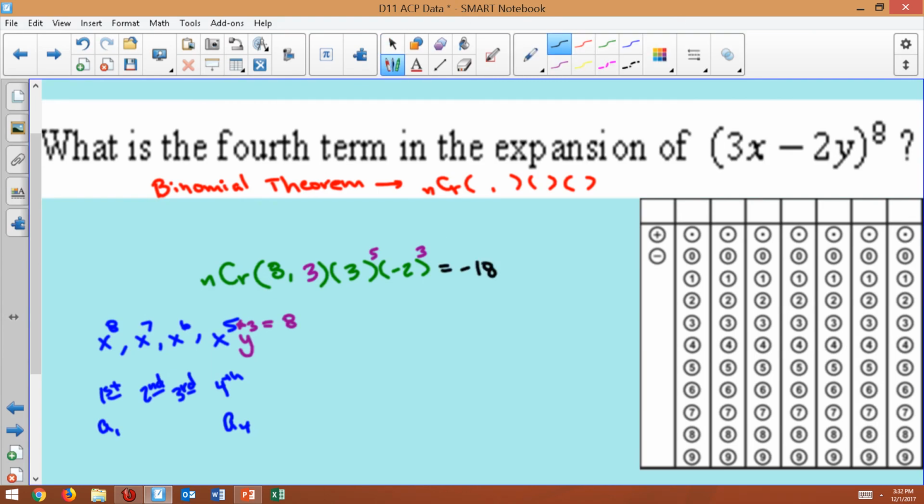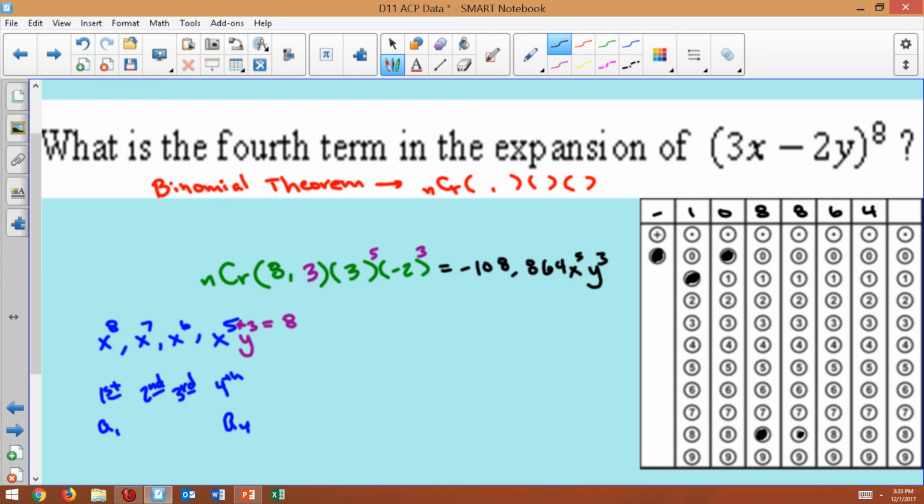Negative 108,864, and that would be x to the 5th y cubed. Now I can't fit in the x's and the y's on here, but I can put the negative 108,864 on there, so I will do so. And this would be my answer.